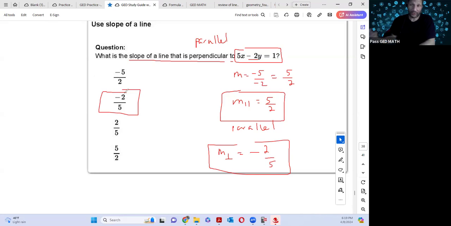So when you can identify that equation of a line as standard form or slope-intercept form, once I find that form, what is the slope? If they want to know the slope of a parallel, it's going to be the same slope. If they want to know the slope of the perpendicular, it's a negative inverse. Change the sign and flip.